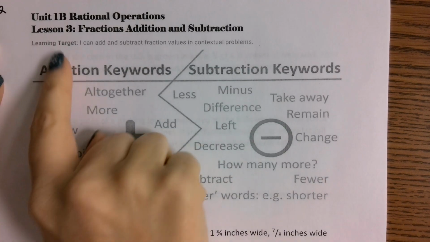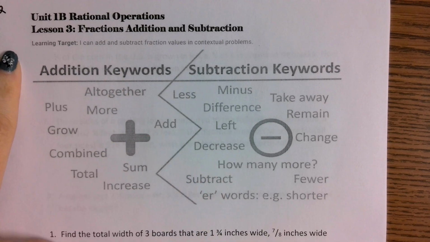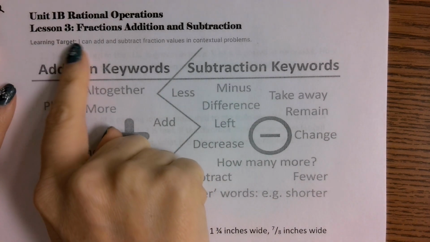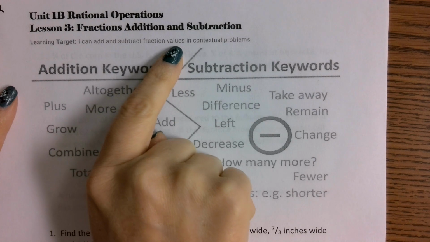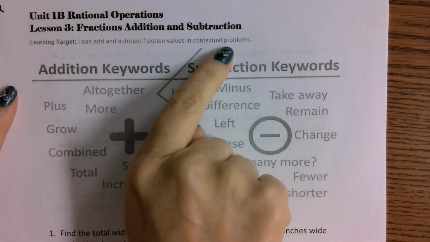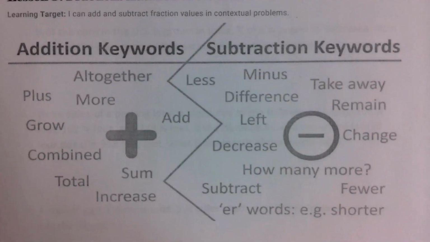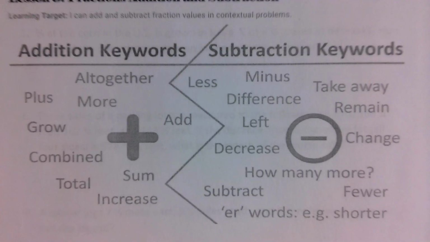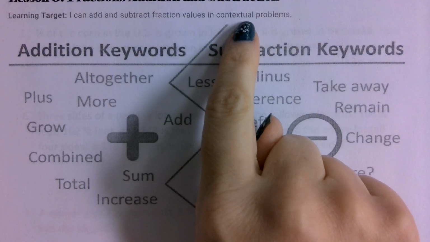So we are in lesson 3 for our rational operations unit. That's going to be dealing with fractions and addition and subtraction of our fractions. Our learning target for today is that I can add and subtract fraction values and contextual problems. Contextual problems, guys, that's another fancy way of saying word problems. So when we're talking about contextual, we're talking about word problems.